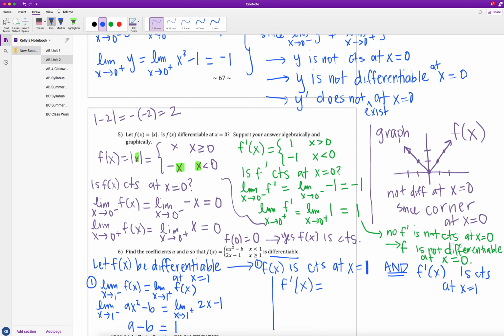Well, I can take the derivative of each of these piecewise functions using the power rule. So the derivative of ax squared, a is just a scalar or coefficient on there, so it's going to go along for the ride. Derivative of x squared is going to be 2x, so I'll get a times 2x. Now, minus b, remember b is a number. The derivative of a number is going to be 0. So my derivative here is just a times 2x, and that will be true when x is less than 1.